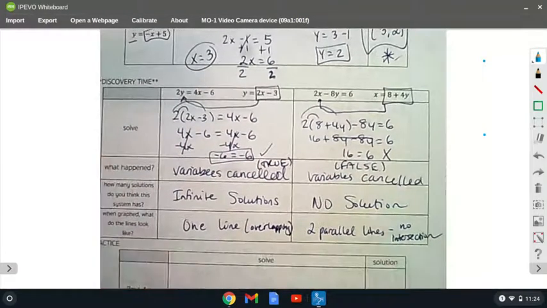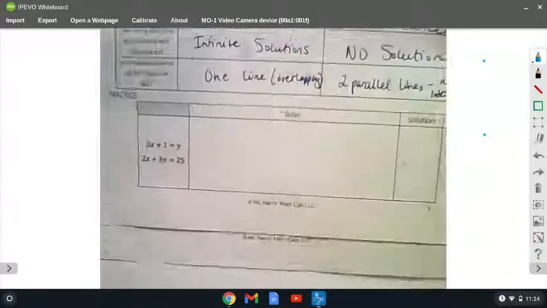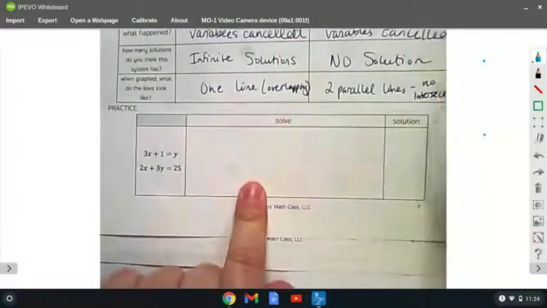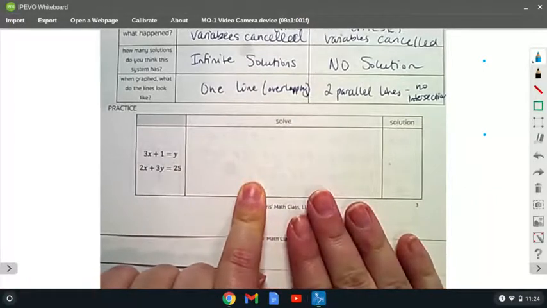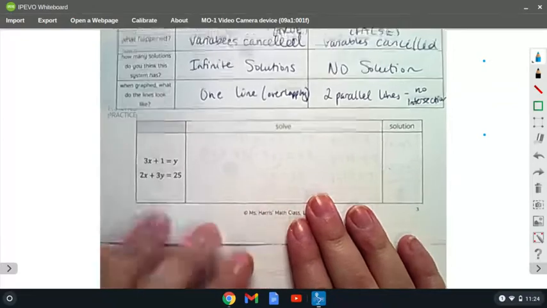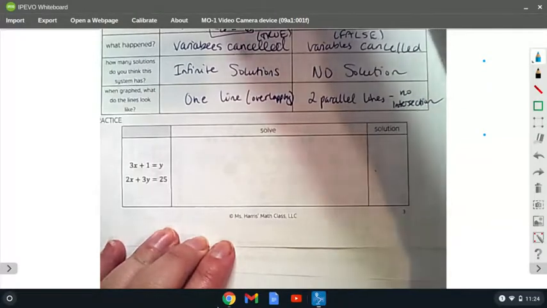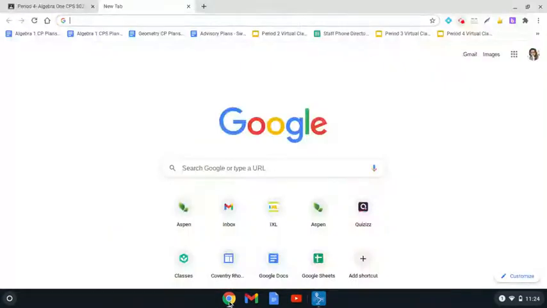Okay, so that's just a quick discovery of what can happen with substitution if we get no solution or infinite. Now, you are going to do this problem right here. Okay, try that on your own. Okay, I'm going to pause this quick, and then I'm going to show my answer. So you should pause your video now, and then you can check your answer on mine.